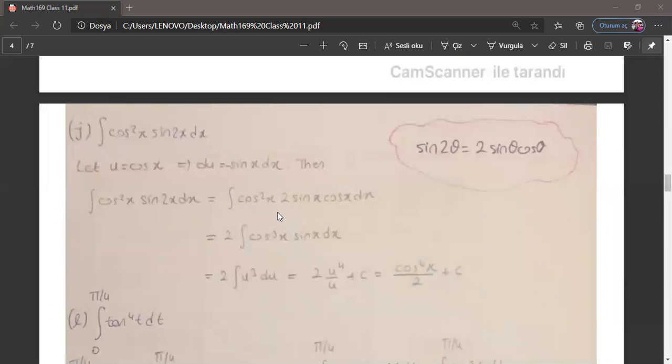Okay, now what do we have? We have cosine to the 3 times sine x dx, and we wrote 2 outside of the integral. Now remember, sine x dx is equal to minus du. Okay, so I made a mistake there, of course. Here we have minus 2. Okay, and this is minus du. Okay, and cosine to the 3 is u to the 3. So we have this and this.